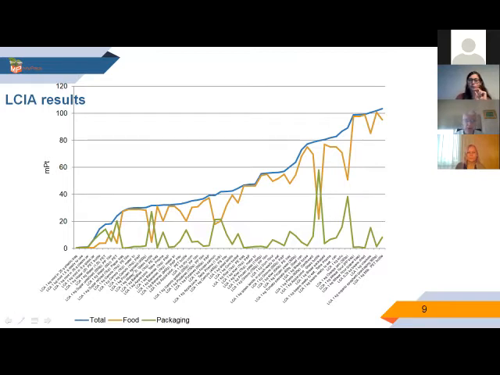Here in green, the green line, you see the packaging impact. In brown, you see the food impact, and in blue, the total. So where you can see the outliers, there is a strange situation, and that helps us detecting the under and over packaging situations.